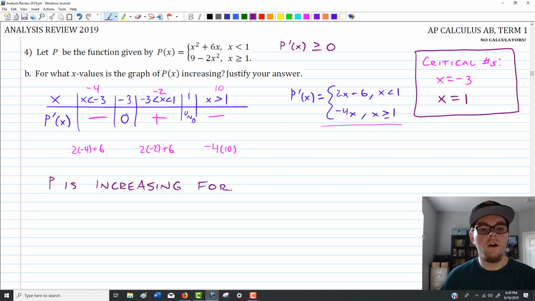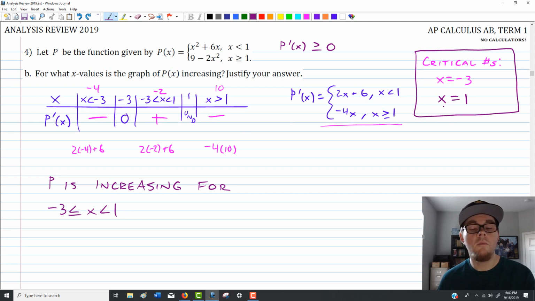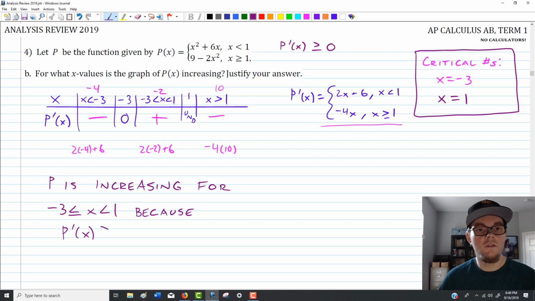for, now in our interval we got to be careful. It's going to be specifically for negative 3 less than or equal to x less than 1. Now the reason I'm not including 1 is because x equals 1 is a critical number, but more importantly, it's a sharp turn, which means the derivative doesn't exist there. So we don't include that in our increasing part. Nothing's happening there. So p is increasing for that interval, and our reason would be because p prime of x is greater than or equal to 0 there.